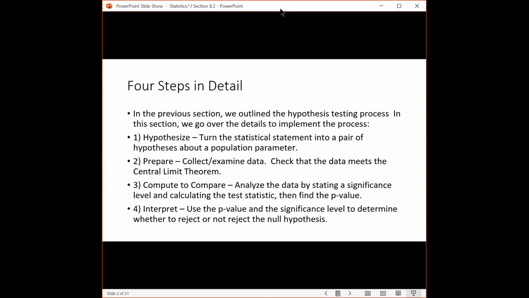In the third step, we're going to analyze the data by stating a significance level and calculating the test statistic, which we've done. And then we're going to find the p-value. That's going to be new. And then in the fourth step, we're going to use the p-value and the significance level to determine whether to reject or not to reject the null hypothesis.